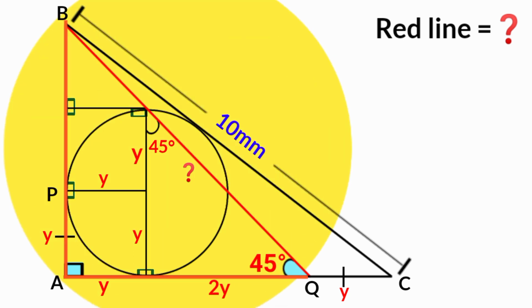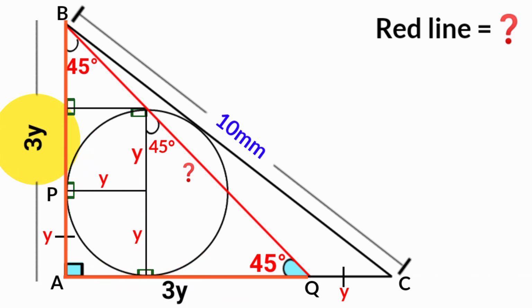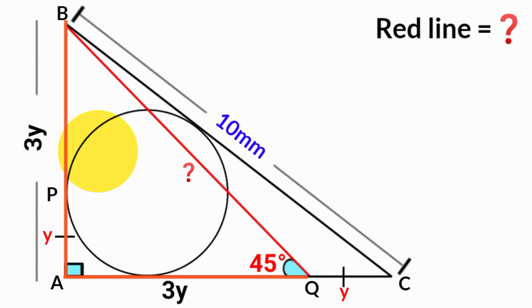Now look at this triangle. We know since this is 45 degrees, this must also be 45 degrees, making this triangle an isosceles right angle triangle. We know this side and this side are equal. So since this side has its length to be the sum of this y and this 2y, this must also be 3y. Now let's assume the length of this side to be z.